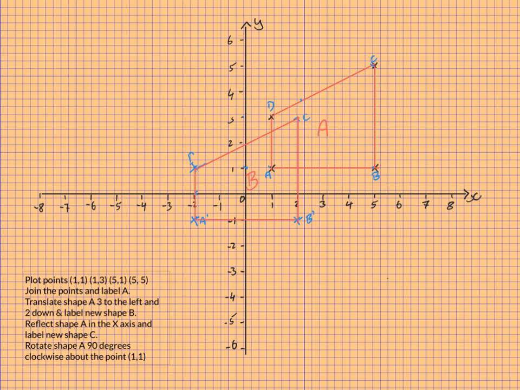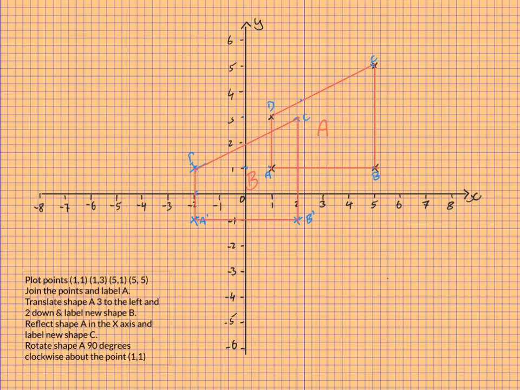Okay, so we've got our new shape B, which is the translation of shape A, 3 to the left and 2 down. And I've labelled that B, and I've rubbed out all the bits to show you the movements of each point. Okay, so now we need to think about reflecting shape A in the x-axis, where the x-axis is the line going across, the horizontal line going across.